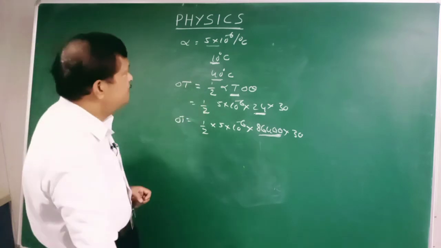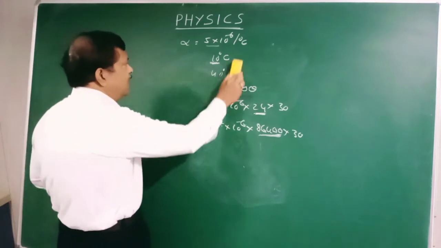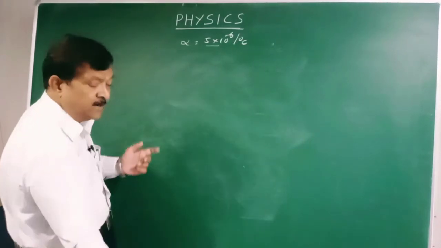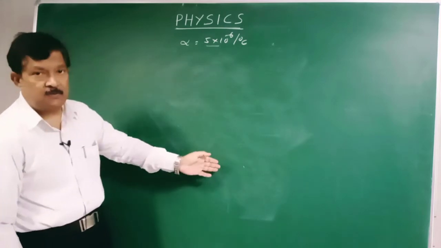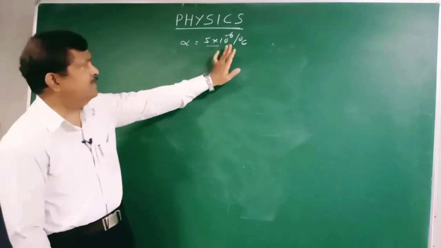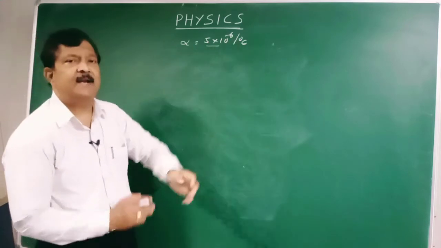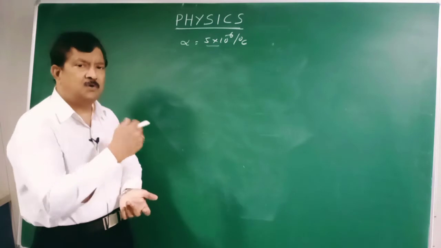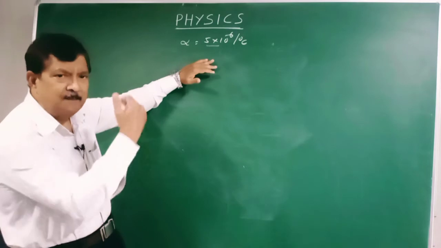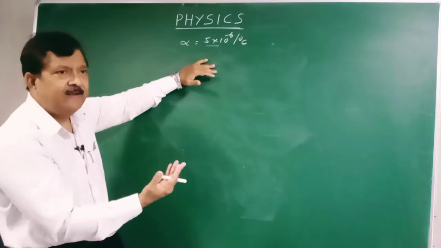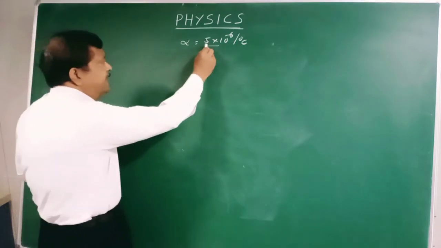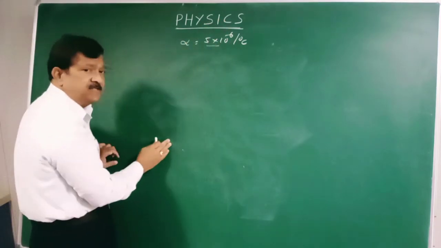Right. Now let us move on to some more applications of this expansion of solids. Let us go ahead with numericals. Already we have done 2 numericals here, and I am taking a material with alpha equal to 5 into 10 power minus 6 per degree centigrade. Now how to approach the problems? Taking this value of alpha, I will try to solve some more numericals for your understanding. So try to follow carefully.